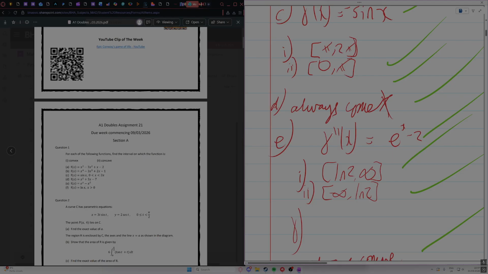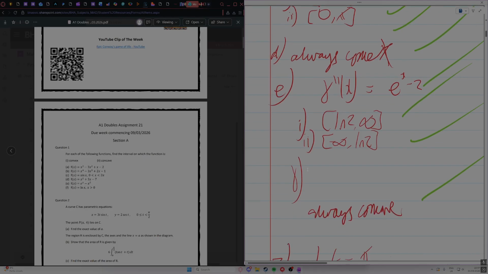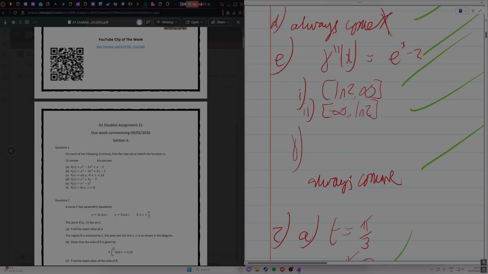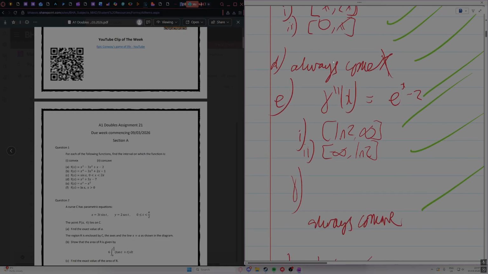So this one is always convex because it's a positive quadratic, and then this one is always concave because ln x is always a concave function. You can obviously prove that. And then for part E, just same thing.